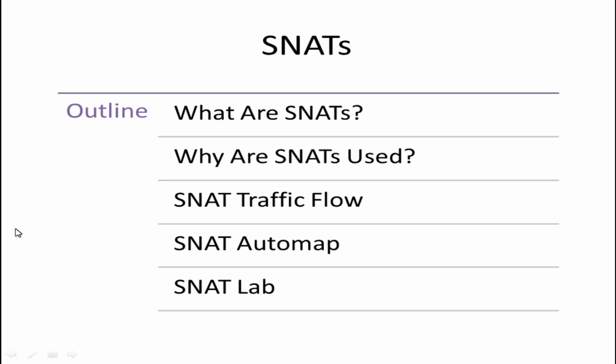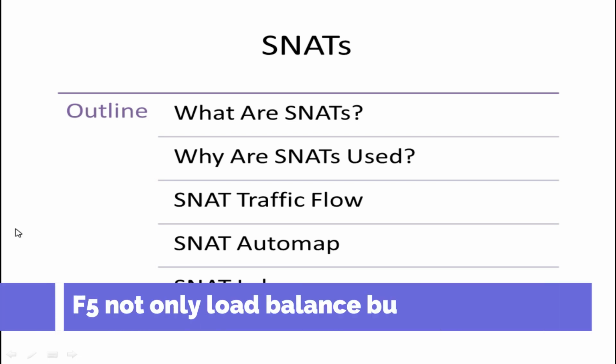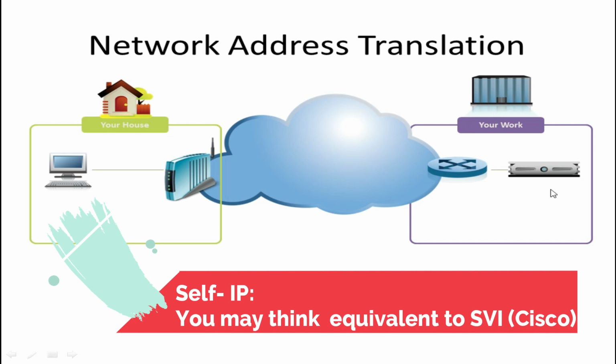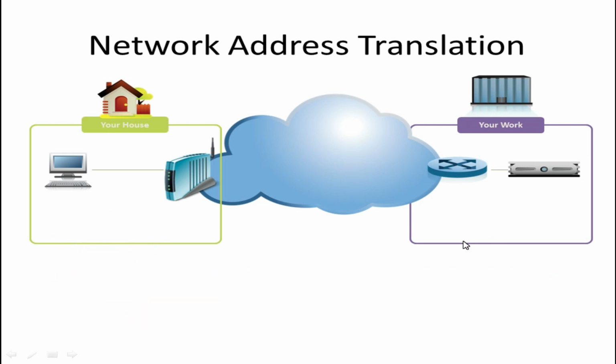Today we will check what SNATs are, why these are used, what the traffic flow is, and SNAT AutoMap. It is one of the available options of SNAT, and it is often the preferred one because it is very simple to configure and maintain, and it helps conserve IP addresses by using the BIG-IP system's existing self IP addresses only. Let us proceed with a small example to improve our understanding of NAT.